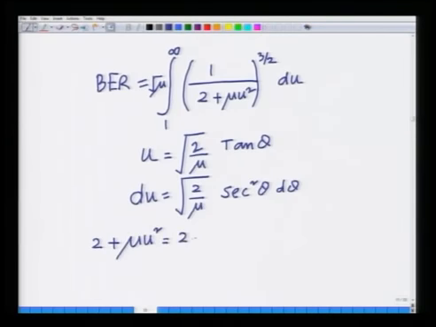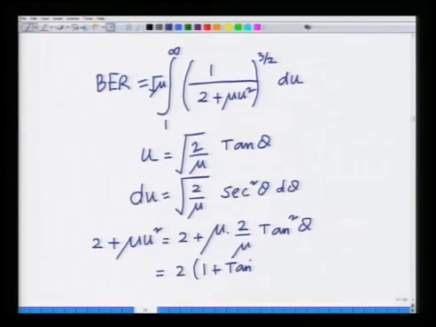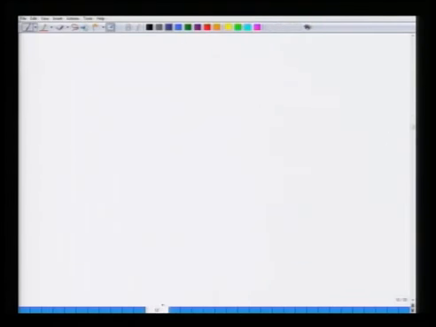nothing but 2 plus mu times 2 over mu tan square theta, which is essentially 2 into 1 plus tan square theta, which is also 2 times secant square theta. All right. So, this 2 plus mu u square is nothing but 2 times secant square theta. Also, the lower limit can be simplified as follows.